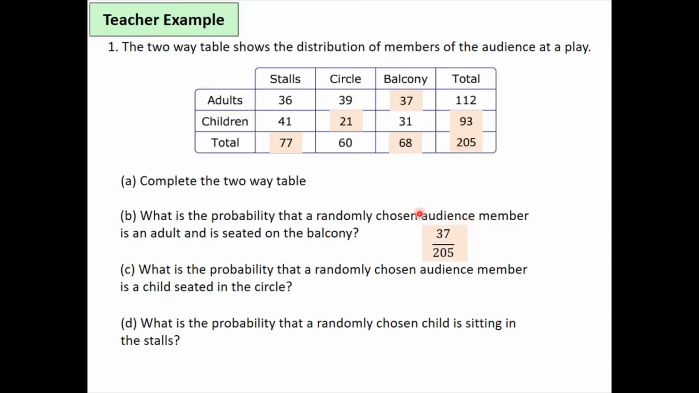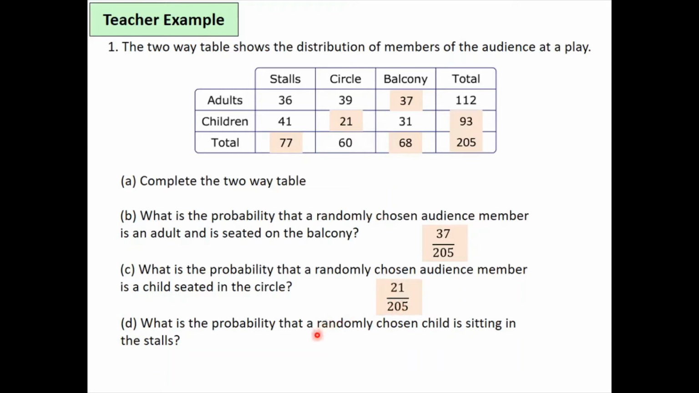Now for part C, what is the probability that a randomly chosen audience member is a child seated in the circle? Child, circle, that's 21. What's the denominator? Again, I've chosen randomly, so it's out of the total. 21 out of 205.